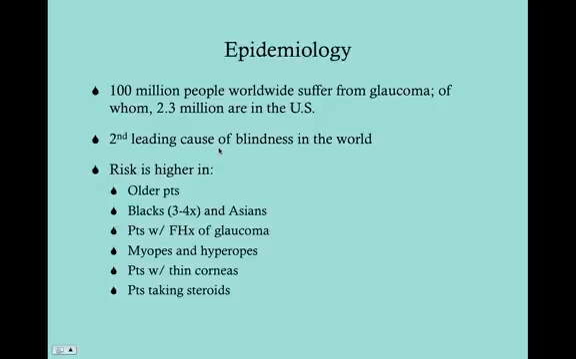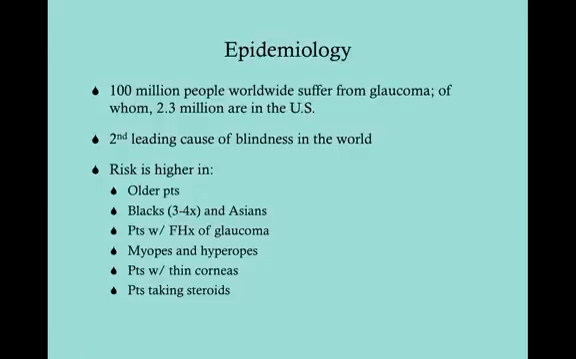What is the number one cause of blindness in the world? It is cataracts. So this is a very significant cause of blindness in the world, along with age-related macular degeneration and some other processes. Okay, so the risk is higher, of course, in older patients. The older you get, the more likely you are to develop glaucoma.